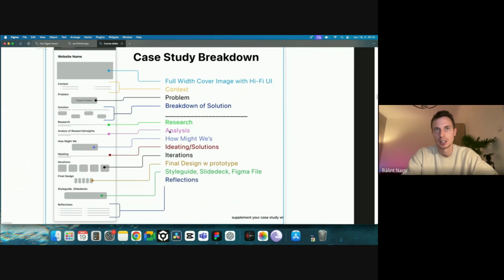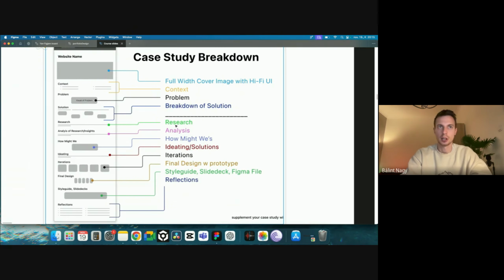And then here we're having a jump. Basically, this first part is sort of like teasing: look, this is what I can create, this is the problem, and this is how I would solve the problem. But the rest of the design is going to be a bigger part, broken down in smaller chunks. So when we talk about research, analyzing, how might we, ideating, iterations, final design, style guide, and reflections, this is the process, right?